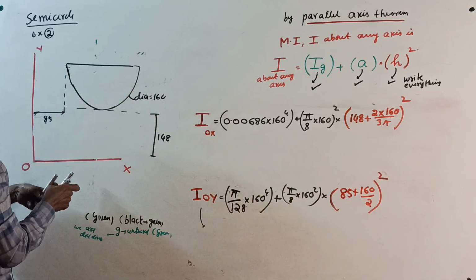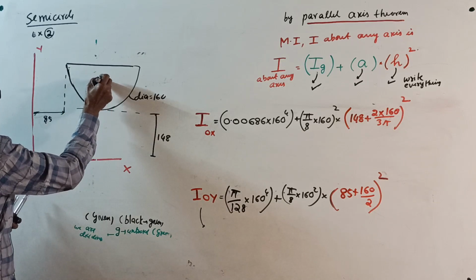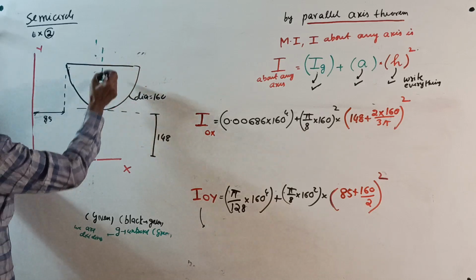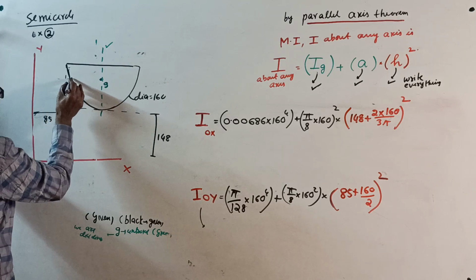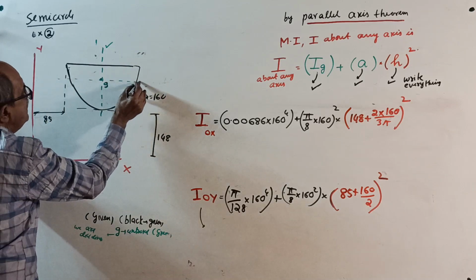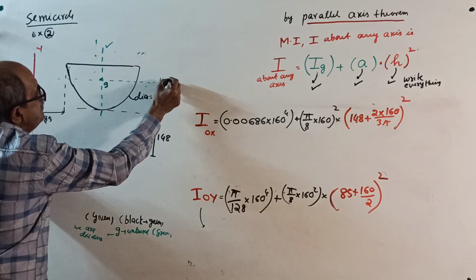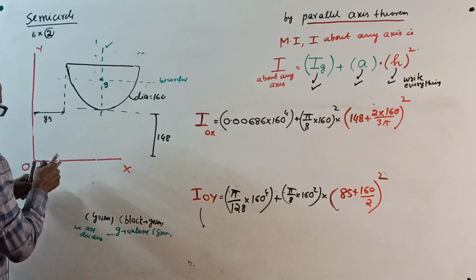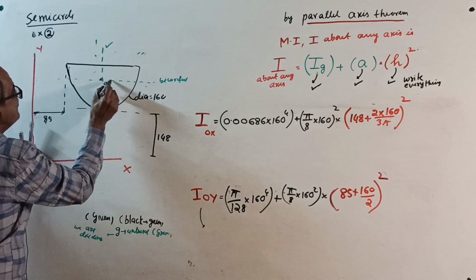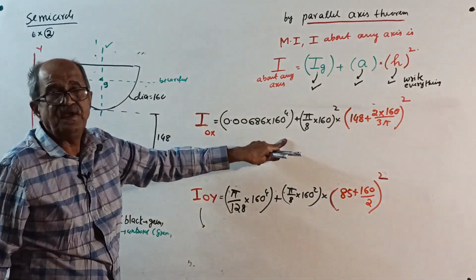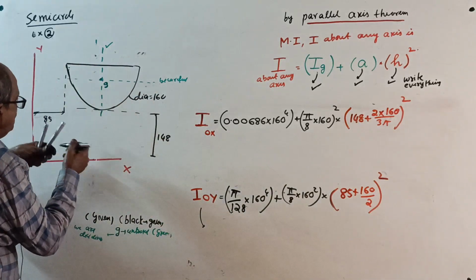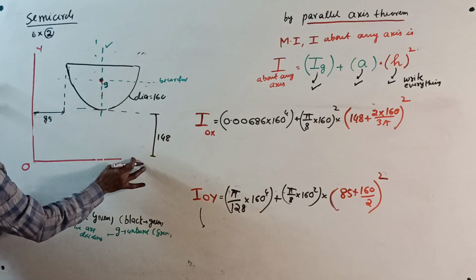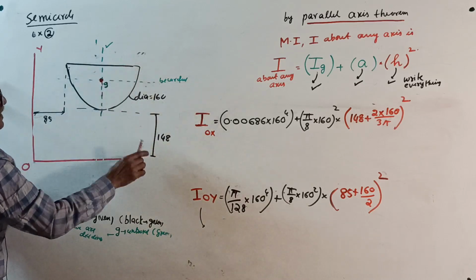First the centroid. Centroid is here, G. This is the axis, symmetry axis. Therefore, very happy case. This is, be careful. Start. I about OX. First I about its own axis. Same, 0.00686 diameter power 4, plus now area into C. Now this distance square is, see, this is 2D by 3 pi.